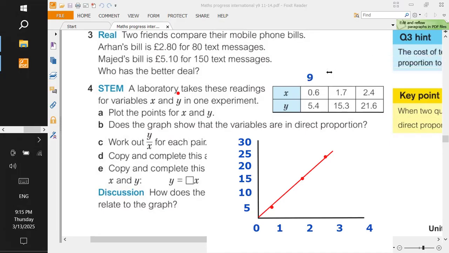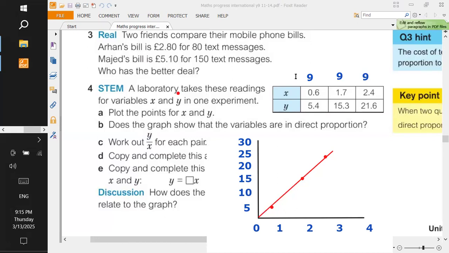Here we have 15.3 divided by 1.7, and the same answer, which is 9. And the last one, 21.6 divided by 2.4, and the answer is 9. Now, dividing y over x gave me 9 every time.